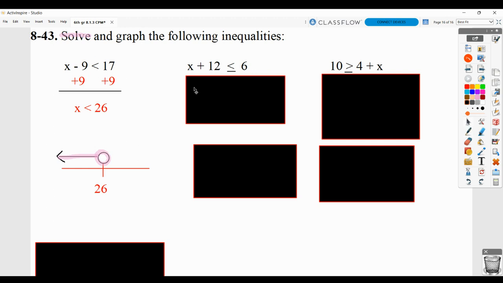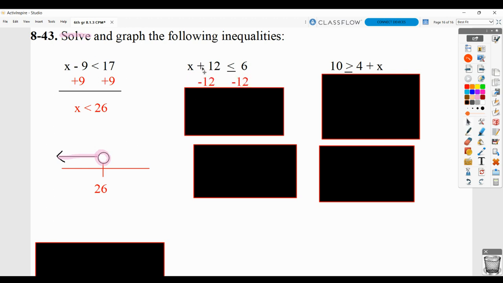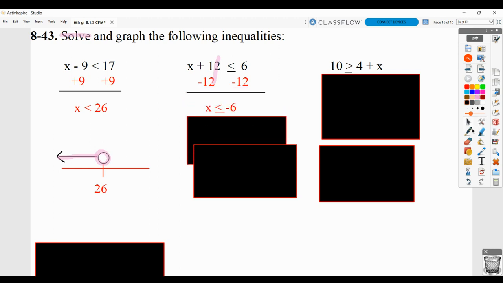Here we would start by subtracting 12, because again, how do we get rid of the plus 12? We subtract 12. That's the inverse operation. When we do that, the plus 12 and minus 12 zero out. So the x would come down. The plus 12 and minus 12 are zeroed out. The less than or equal to symbol comes down. And 6 minus 12 is negative 6.